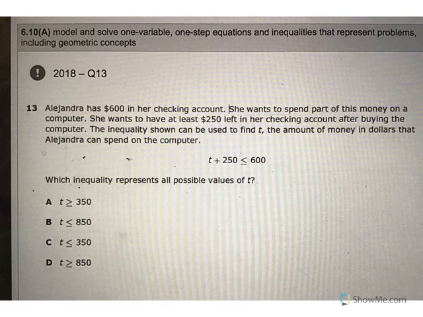Alejandra has $600 in her checking account. She wants to spend part of this money on a computer. She wants to have at least $250 left in her checking account after buying the computer. The inequality shown can be used to find T, the amount of money in dollars that Alejandra can spend on the computer. So then we see the inequality. It is T, the amount of money in dollars that she can spend on the computer, plus 250 is less than or equal to 600. T plus 250 is less than or equal to 600.